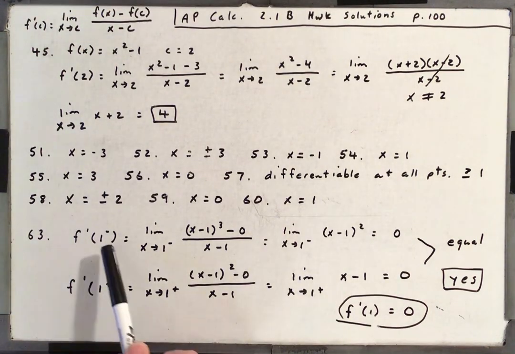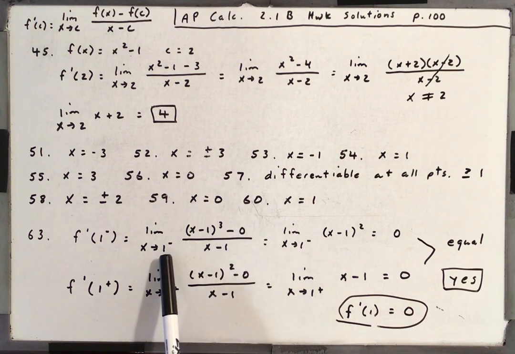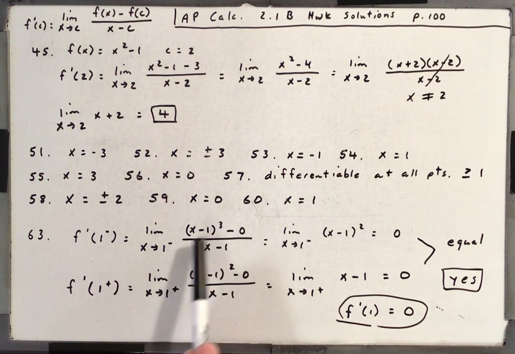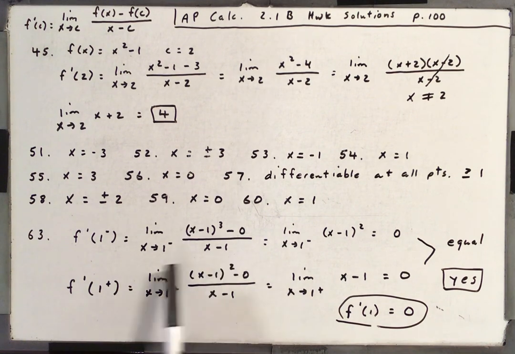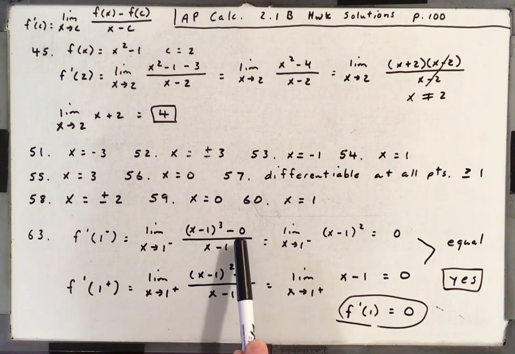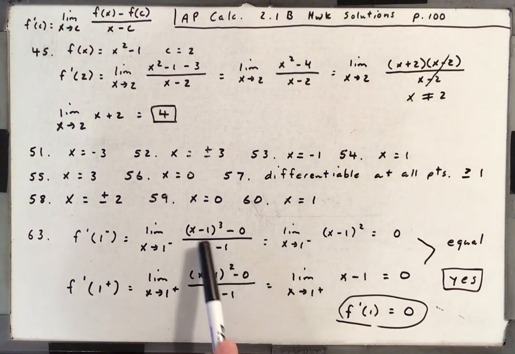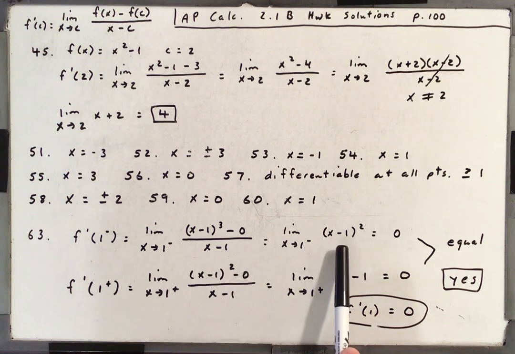So f prime of 1 to the left, that's when x is less than 1. We're going to use x minus 1 cubed. So that's f of x. F of c, we plug 1 into x minus 1 cubed, and that's going to be 0, over x minus c. c is just 1. So the 0 just goes away, and I have x minus 1 all cubed over x minus 1. One of those x minus 1s would cancel out, the one on the bottom, and you just have x minus 1 squared.